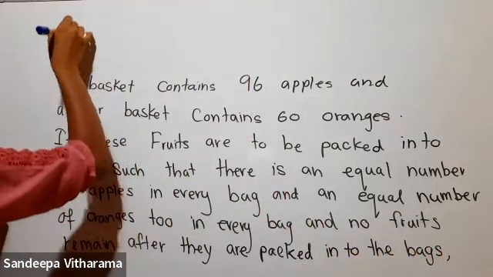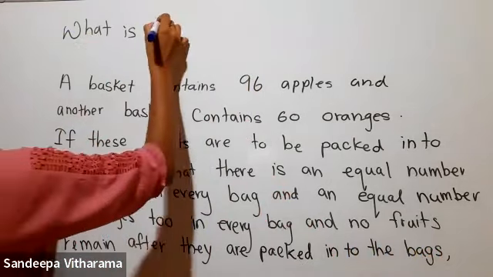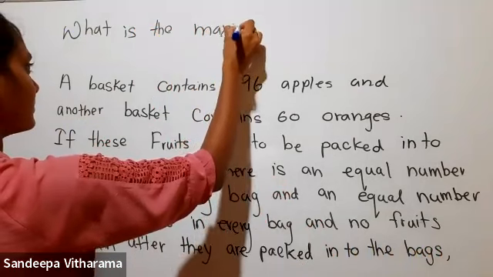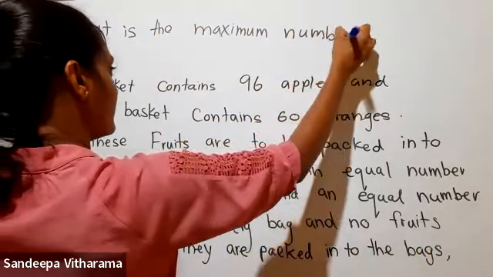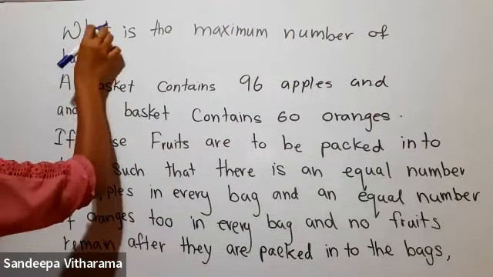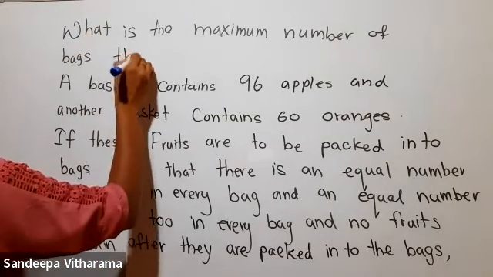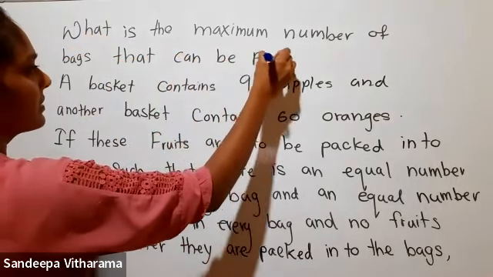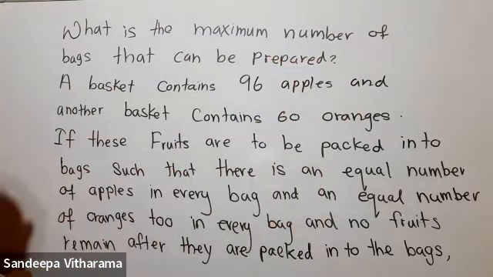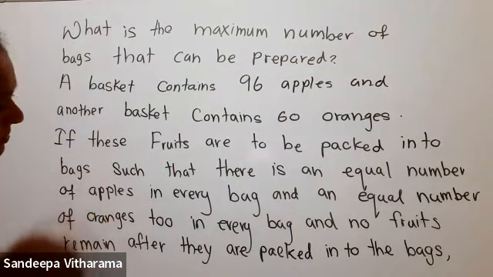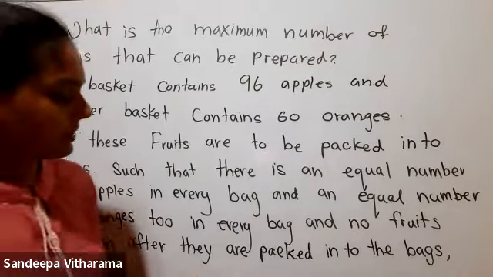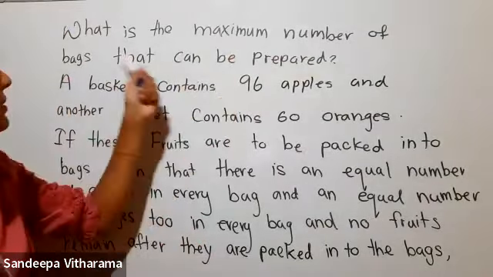In my question, it's written here. What is the maximum number of bags that can be prepared? One basket contains 96 apples and another basket contains 60 oranges. If these fruits are to be packed into bags such that there is an equal number of apples in every bag and an equal number of oranges in every bag, and no fruits remain after they are packed into the bags, what is the maximum number of bags that can be prepared?